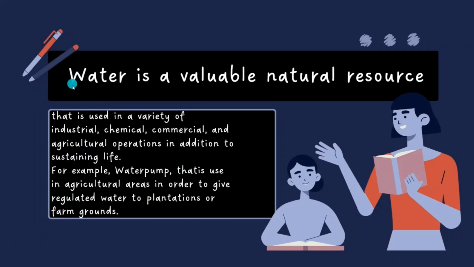First, water is a valuable natural resource that is used in a variety of industry, chemical, commercial, and agriculture operations, in addition to sustaining life. For example, a water pump that is used in an agriculture area in order to give regular water to a plantation or farm ground.